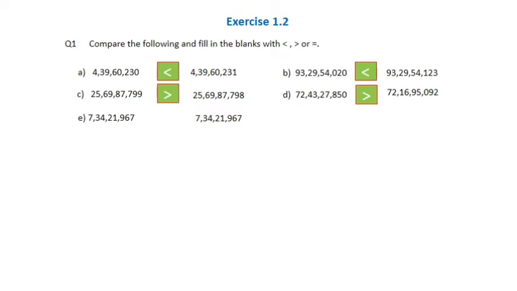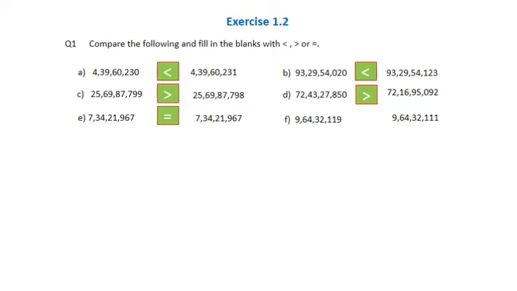Ones, thousand, lakh, crores. This is 7 crores. In this also 7 crores, 34 lakh, 21,000, and 967. Both the numbers are the same. That means they are equal.